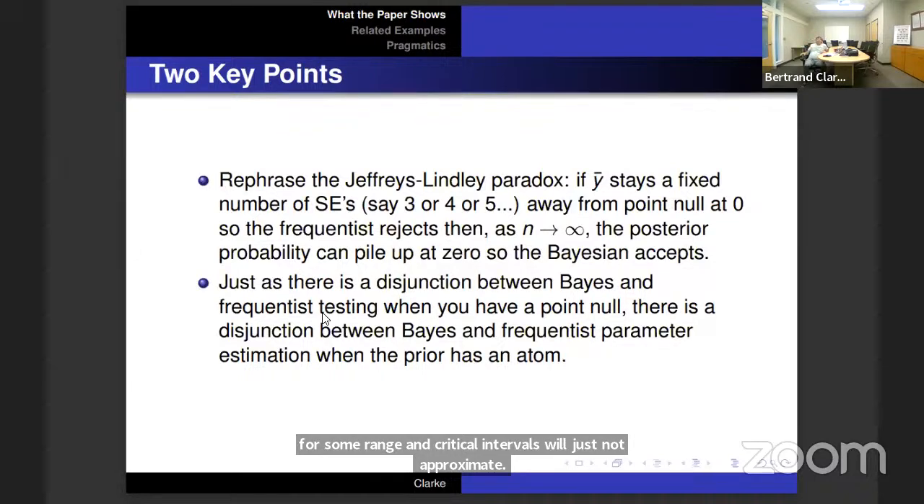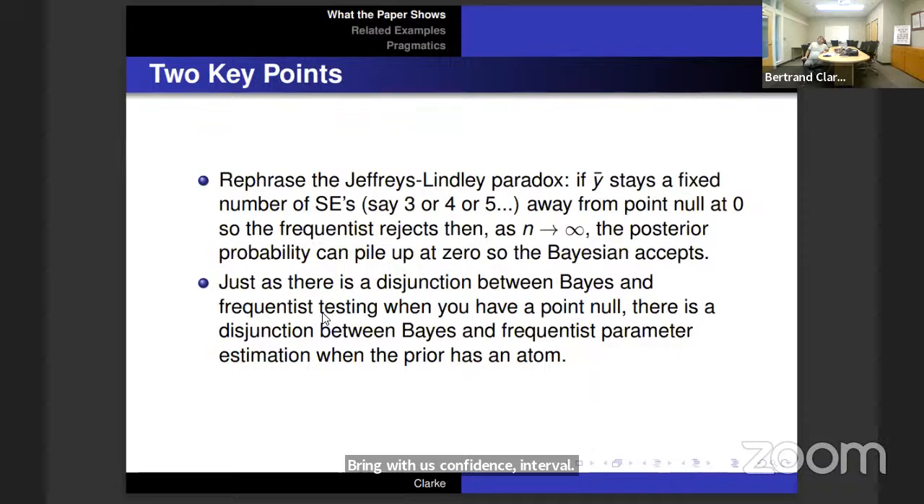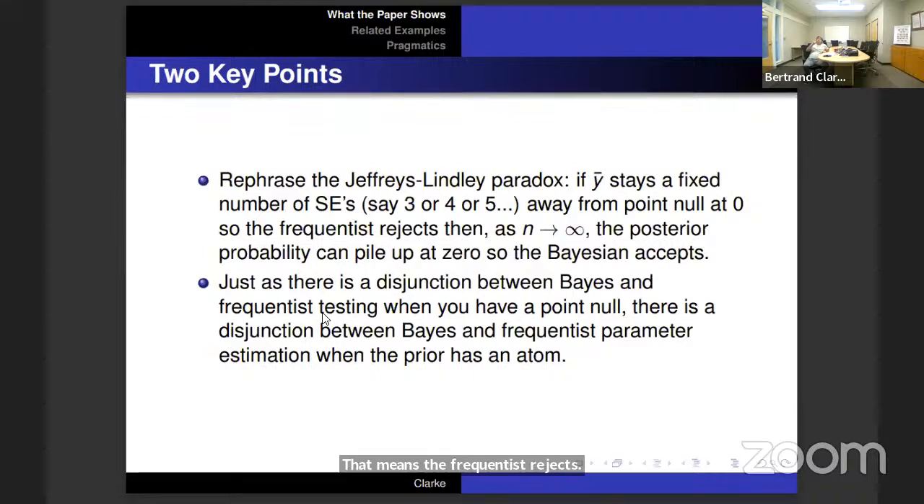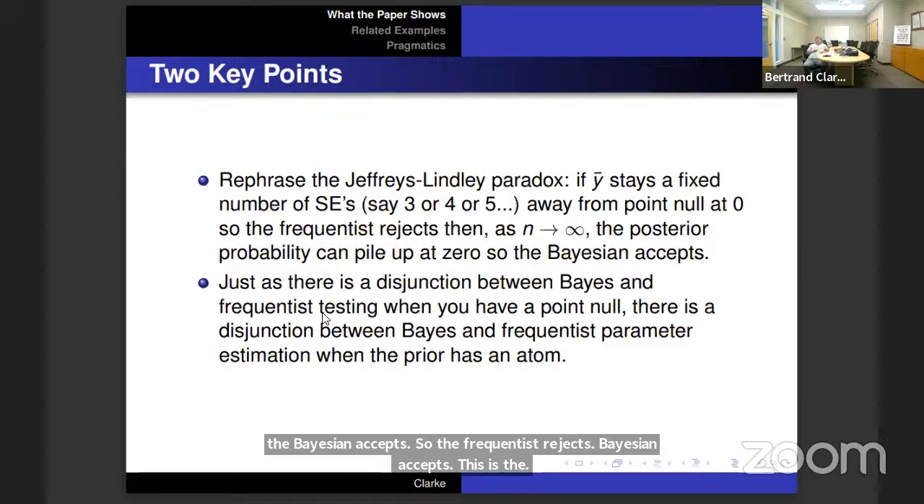Now, two things that I take away from the paper are a nice rephrasing of the Jeffreys-Lindley paradox. If y bar, in the normal case, stays a fixed number of SEs away from a point null, and that could be 3, it could be 4, and actually as n increases, it can slowly increase too, you get the same result. That means the frequentist rejects. On the other hand, the posterior probability can pile up at 0, so the Bayesian accepts. So the frequentist rejects, the Bayesian accepts. This is the classical Lindley paradox, and I think it's phrased quite neatly in the paper.